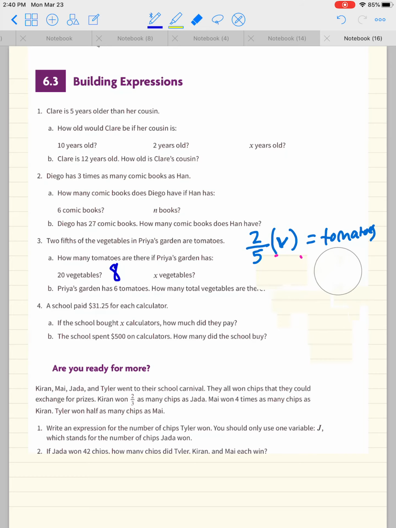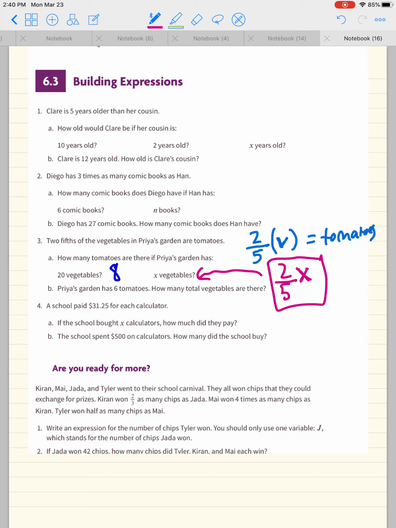All right, let's look at the next one. X vegetables. So I'm going to go ahead and put 2/5 and an X here. And we already know that this is the final answer for that because I cannot solve it further.